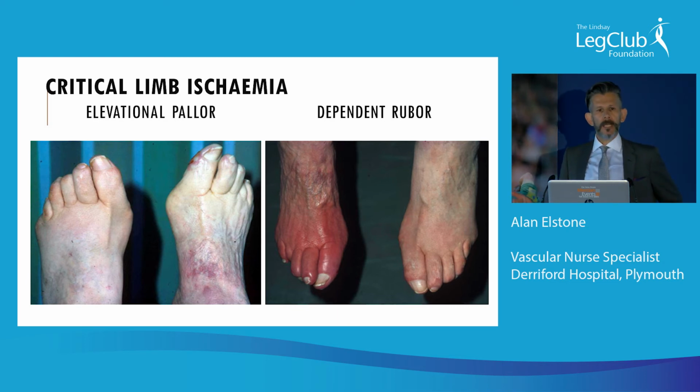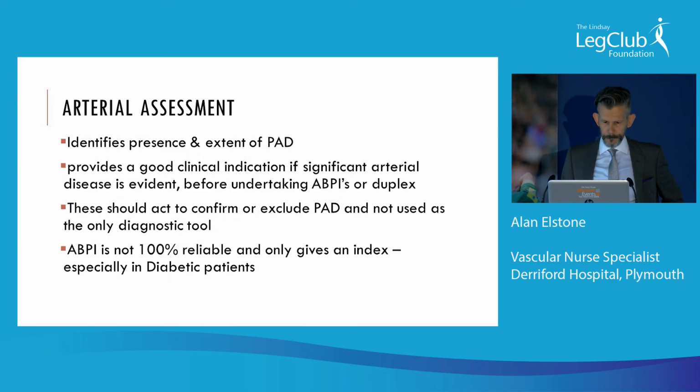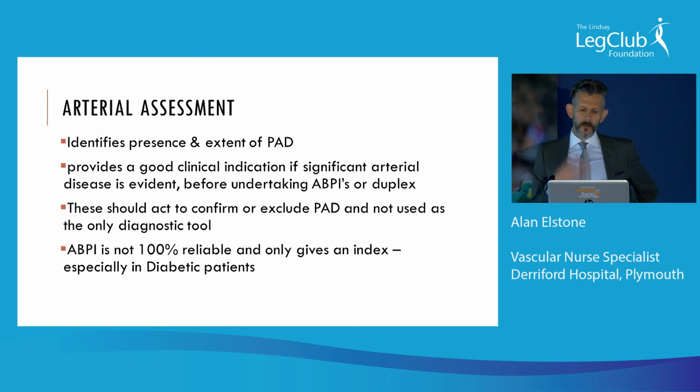And that's something, again, before we've even gone down the route of doing our ABPI, we've got some idea of the flow through the limb and some idea whether they've got significant disease, which probably needs input. And again, probably the story from our patient will dictate what's going on. So arterial assessment really should identify the presence and also the extent of the peripheral arterial disease, and it really provides a good indication, a good level, before we would consider doing our ABPI or undertaking perhaps in secondary care a duplex scan.